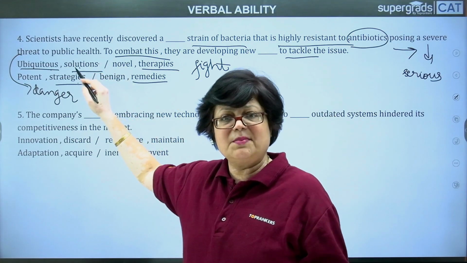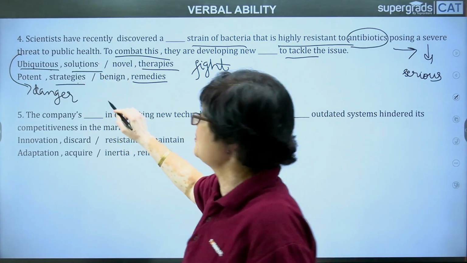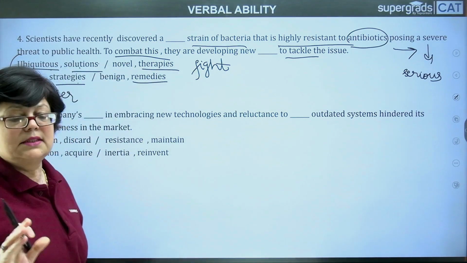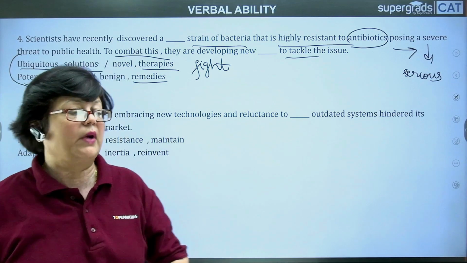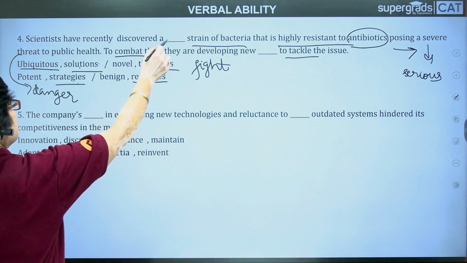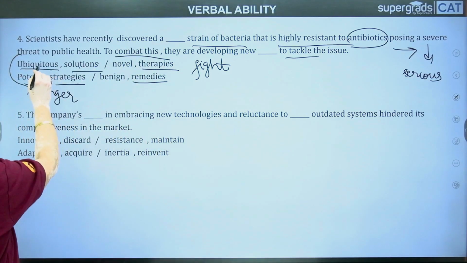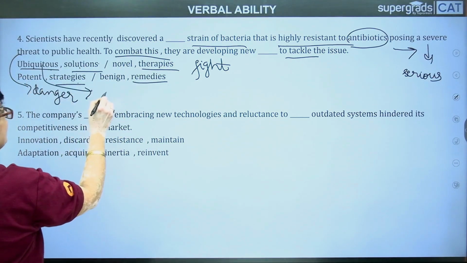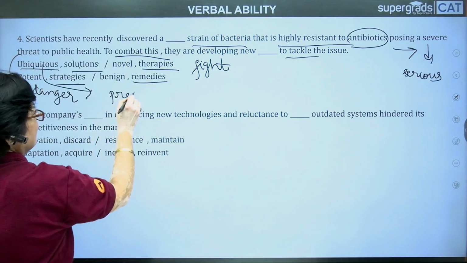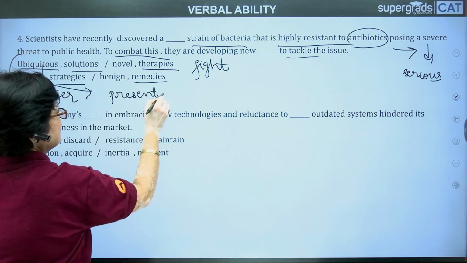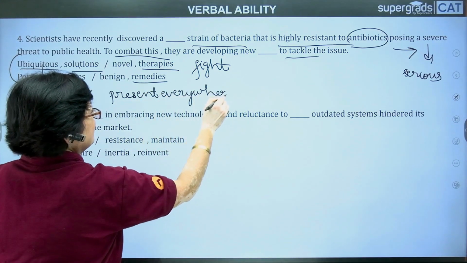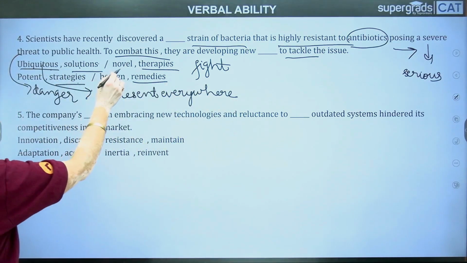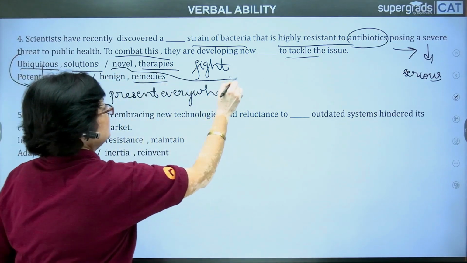Solution already has been given, the answer to the question. Okay, strategy is a plan. Strategy is the ways and the means. Now we have to examine the first one. Here what will come? Discovered a ubiquitous. Ubiquitous means present everywhere, all pervading, right? Next, novel. Novel means new.